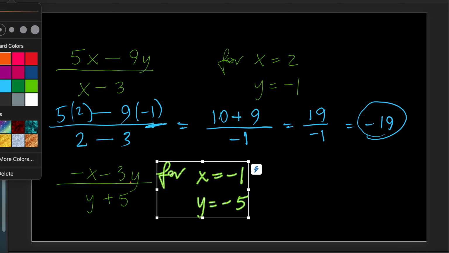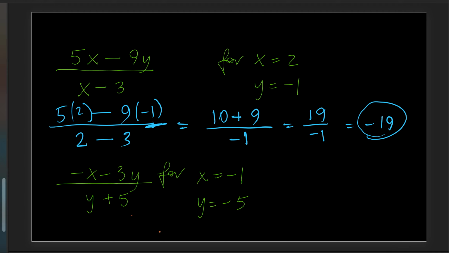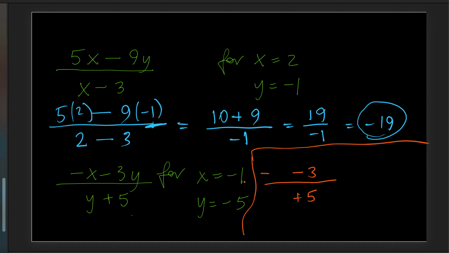We have negative x minus 3y divided by y plus 5. So I'm going to do my work over here. I'm going to write that big division bar. I have a plus sign, the 5, minus 3, the negative sign here. So x is negative 1. We have negative x right here. So here's that negative. That negative is right there. Now x is negative 1, so I plug negative 1 in for x.